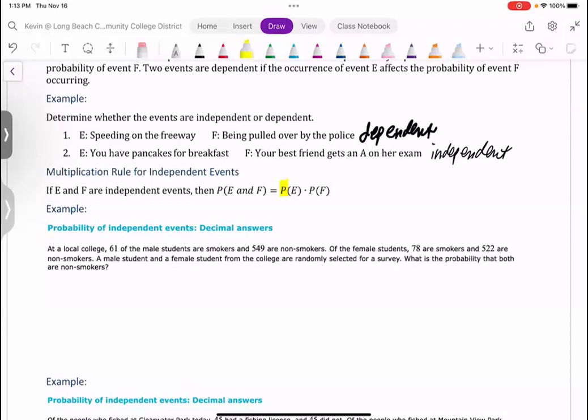So if we want to know the probability of events E and F occurring, assuming that they are independent, we multiply the probabilities together. This doesn't seem very complicated, but as you'll see, it's going to get a little complicated. And let's start with our first example.